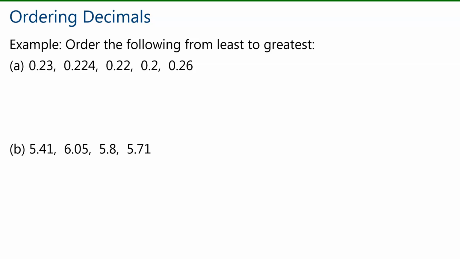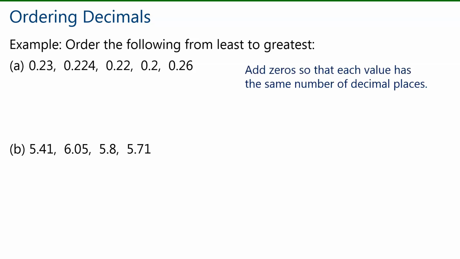So the first thing I'm going to do is add zeros so that they all have the same number of decimal places. This is helpful when comparing place value. So it would look like this. So now looking at the decimals, I see that they all start with 0.2. So in order to compare, I'm going to look at the hundredths place.